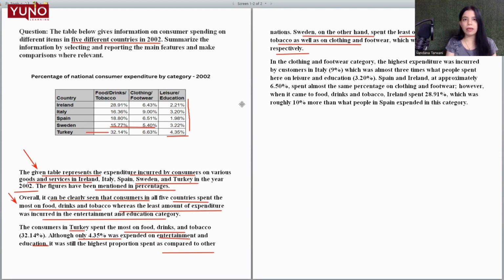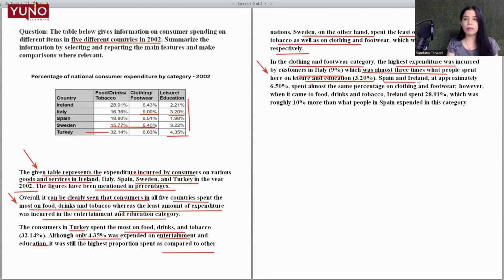Moving ahead with body paragraph 2, here we have started talking about the clothing and footwear category. We are saying that in the clothing and footwear category, the highest expenditure was incurred by customers in Italy, that is 9%, which was almost 3 times what people spent on leisure and education, that is 3.20%. Again, we are comparing 2 categories of Italy. Whatever Italy spent on leisure and education, it spent 3 times that amount on the clothing and footwear category.